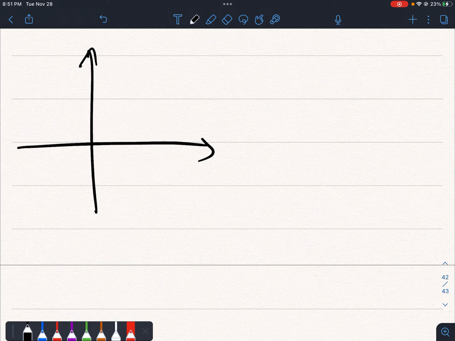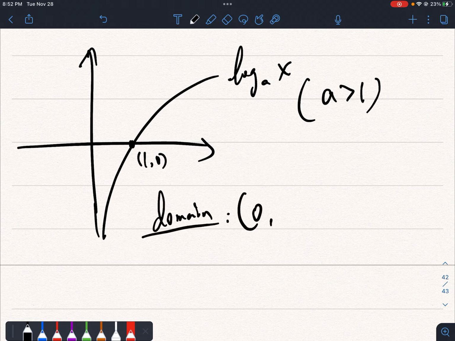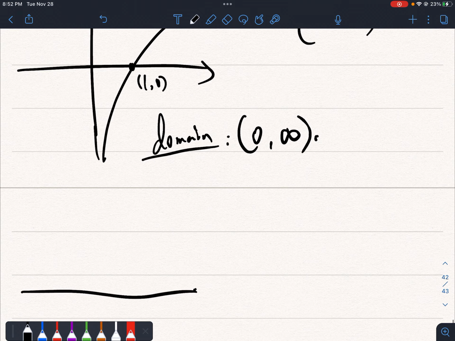The logarithmic function. So there are also two cases. For this one, it's log base a of x. So it must pass the point (1, 0). So this is when a is bigger than 1. Okay, then it'll be increasing. It's also continuous, but the domain is only 0 to infinity. Okay, it's the open interval.